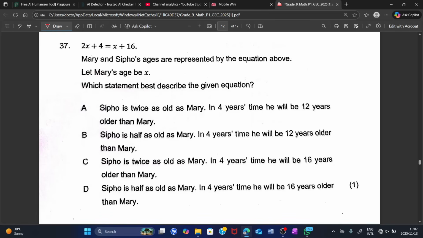Okay, no. I don't subscribe to that also. I don't subscribe to that. Sipho is twice as old as Mary. In 4 years' time, he will be 16 years older than Mary. Yes, that is C. The answer is C. That is what we have, because this is what the statement is all about.